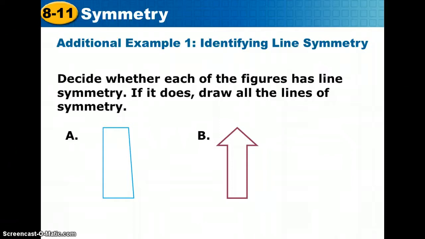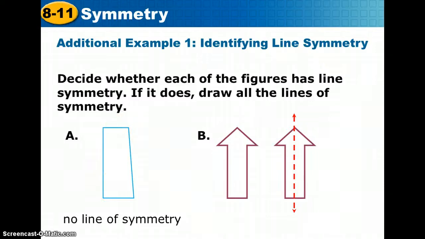So look at figure A and B. Draw a line of symmetry if you can. Figure A has no line of symmetry. Here's your base. This is a right angle on this line, but you can see it kind of tilts in as it goes up. So these two sides are not the same if I try to slice this and fold it over. Let's check figure B. It does have a line of symmetry straight down from the tip of the arrow to the center of the base.